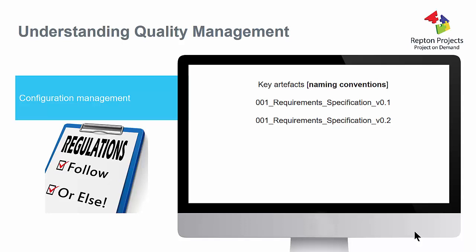One of the methods of doing that is applying naming conventions to these. And these are split up into 3 elements. One of them is an ID, which in this example on the slide is 001. And then the name of the document, which is called the requirement specification. And let's also give it a version number at the end so that we can increment those version numbers as we go through the development of that artifact. So in this case, we've got a requirement specification of version 0.1 and one that's got version 0.2.